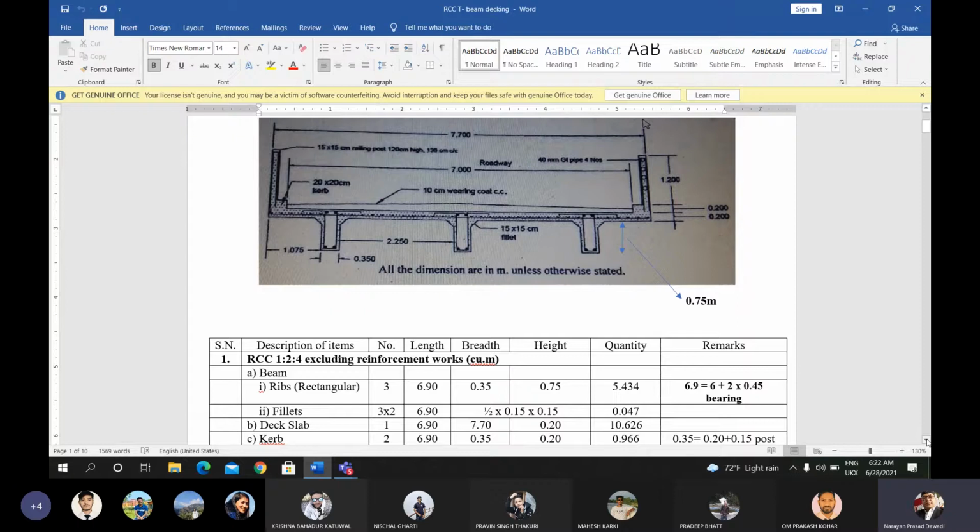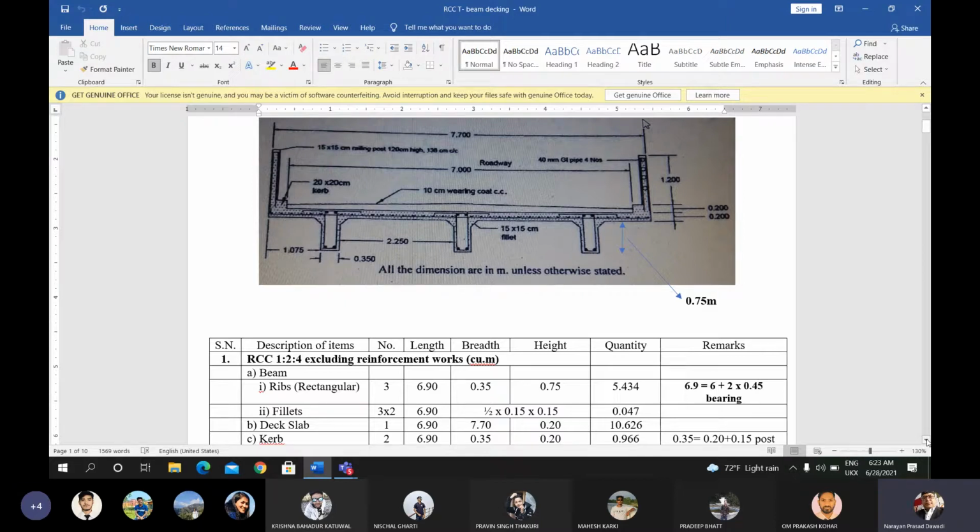So the number of fillet parts for the beam will be 6. Now for the ribs, that is the rectangular part of the beam, there are three numbers of the rectangular part, and the length of the beam will be 6 meter span and 0.45 meter bearing on either abutment. So that 6 plus 2 into 0.45 gives the value of 6.90 meter. And the width of the beam is 0.35.